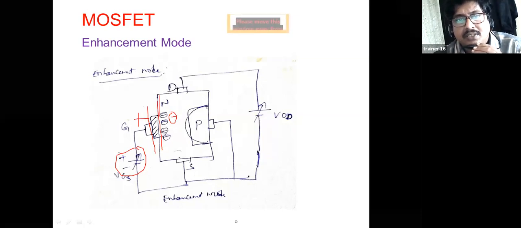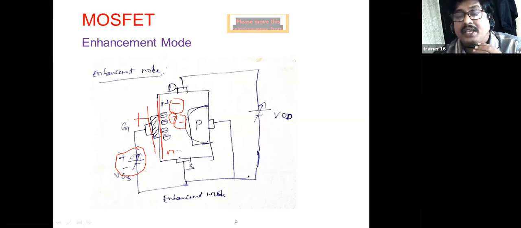This is the N channel. Here this is N and this is N. That means a negative charge develops here. Negative charge is more, that is dominating this P type, that is a positive charge. So here the drain current increases. By increasing the positive gate to source voltage, there will be an increase in the current.